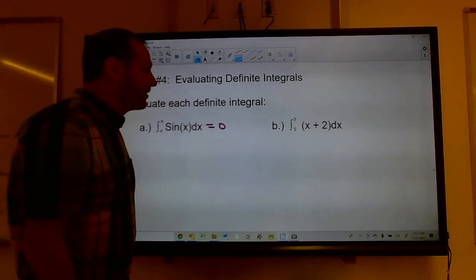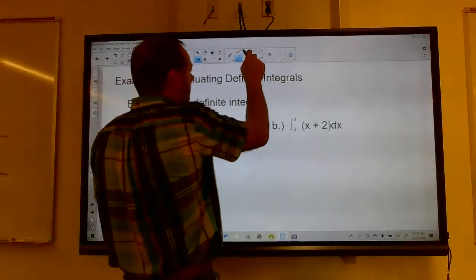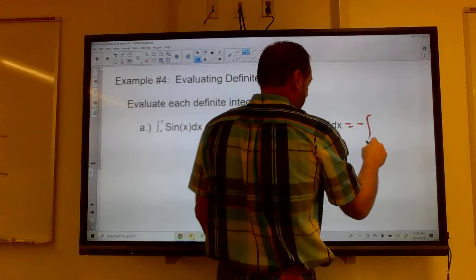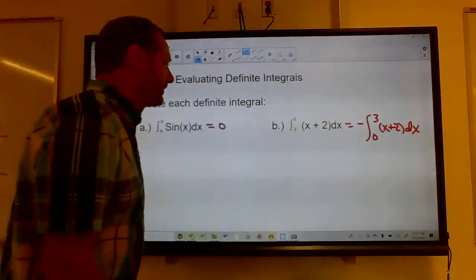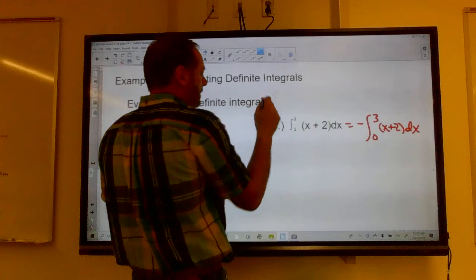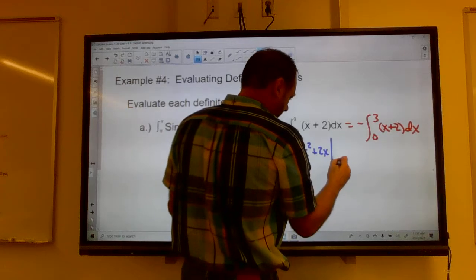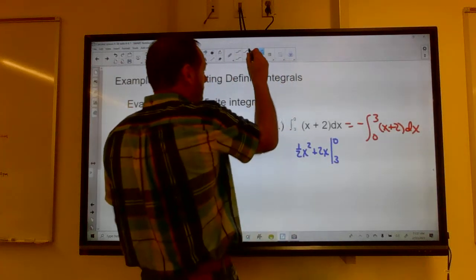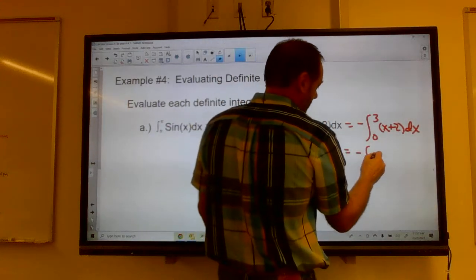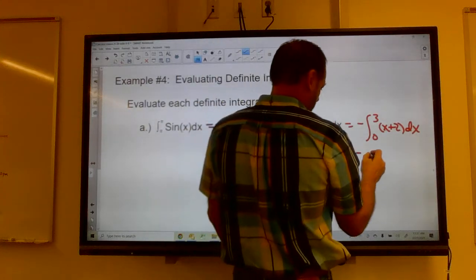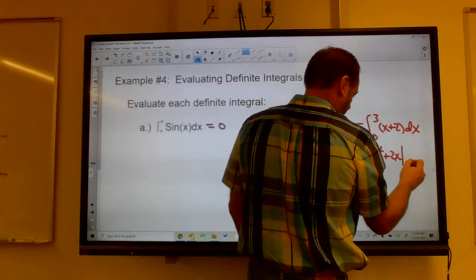Okay, the integral from 3 to 0 of x plus 2 dx, well, that's equal to the negative integral from 0 to 3 of x plus 2 dx. So let's integrate both of those and take a look at how that works. If I integrate this, this is going to be 1/2 x squared plus 2x evaluated from 3 to 0. And over here, this would be negative 1/2 x squared plus 2x evaluated from 0 to 3.